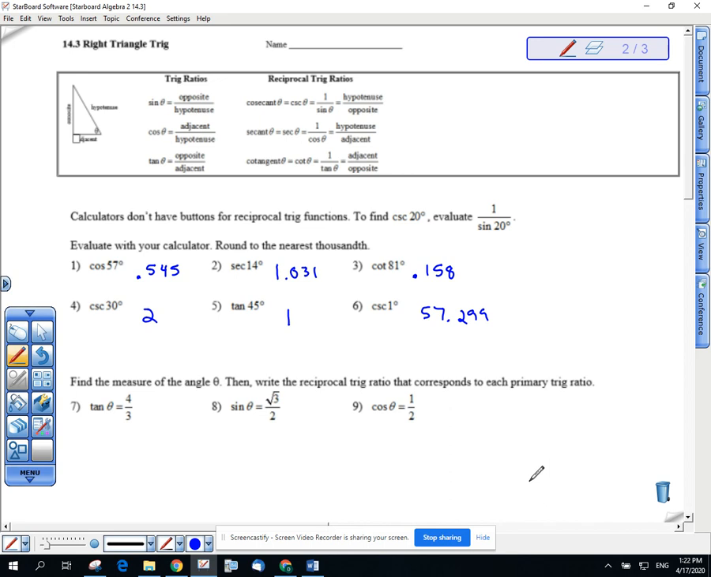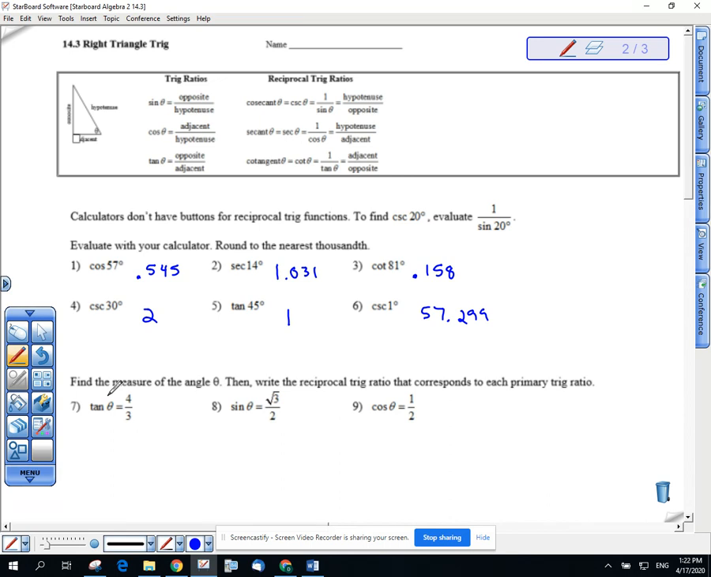Next item says to find the measure of the angle theta and then write the reciprocal trig ratio that corresponds to each primary trig ratio. Okay, so to find the angle, what you would do, very similar to what we did on the previous page, is to take the inverse tangent of 4/3. Really, you're doing the undo operation. Remember that addition has an undo operation of subtraction. Multiplication has an undo operation that's division. Squared and square root, they're undo operations. Well, the undo operation for tangent is inverse tangent. To get theta by itself, I would take the inverse tangent to the left. To find out what theta is equal to, then I have to take the inverse tangent of the right.